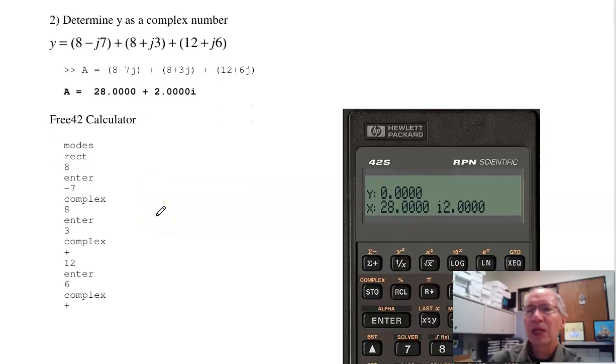Okay, problem 2 looks at adding complex numbers in rectangular and polar form. Rectangular form is easy. You just add the real parts. So 8 plus 12 is 20. Minus 7 plus 3 plus 6 is 2. I can do that in Matlab. I can do that on the HP.